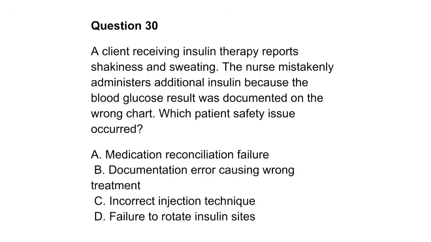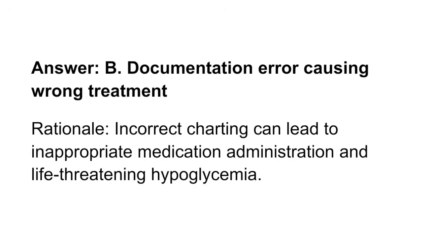A. Medication reconciliation failure. B. Documentation error causing wrong treatment. C. Incorrect injection technique. D. Failure to rotate insulin sites. Answer: B. Documentation error causing wrong treatment. Rationale: incorrect charting can lead to inappropriate medication administration and life-threatening hypoglycemia.